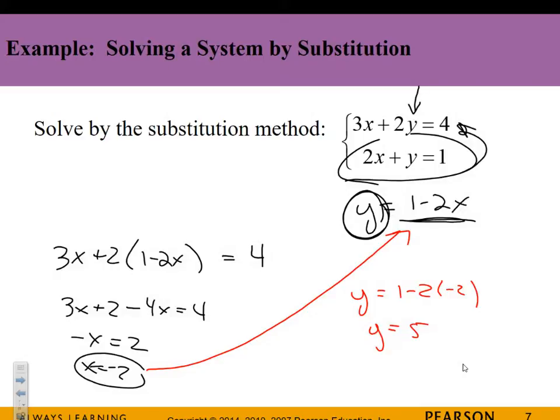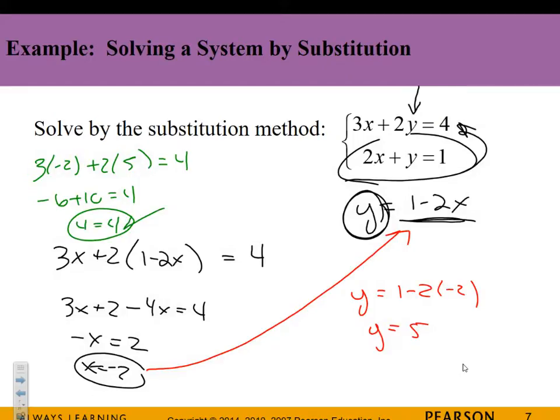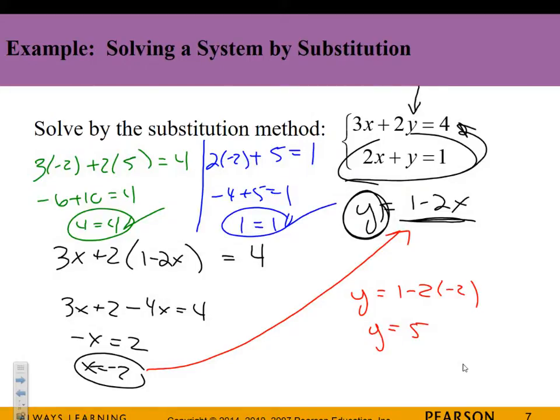Okay, so I'm gonna double check this. Let me do some green here. 3 times -2 plus 2 times 5 should give me 4. So I've got -6 plus 10 is equal to 4. Does 4 equal 4? Yay. All right, and then on the second equation, we've got 2 times -2 plus 5. That should give me 1. I've got -4 plus 5 equal to 1. Does 1 equal 1? Yay. So my solution, and please don't leave your solution scattered like I just did.